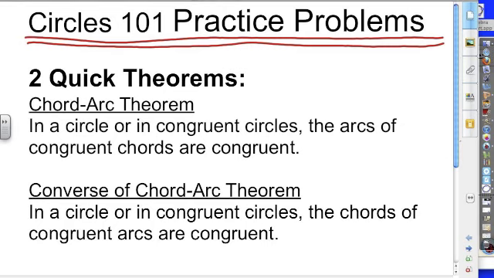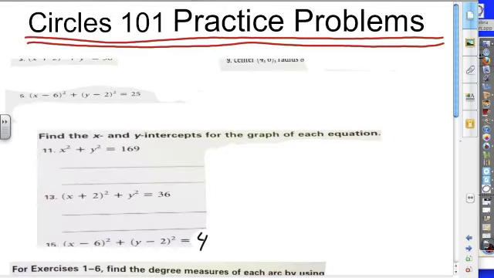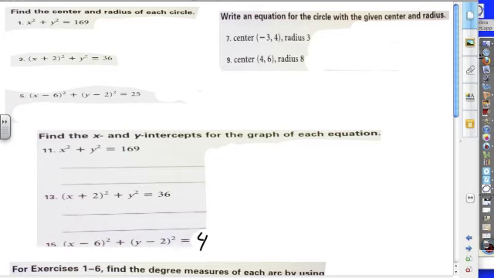Okay, now let's go to the problems. Here are some problems for us to look at that'll be similar to what you see. So we see up here in the left-hand corner, find the center and the radius for each circle, and then the top right, write the equation for the center and the radius given. Okay, so here's how we do that.